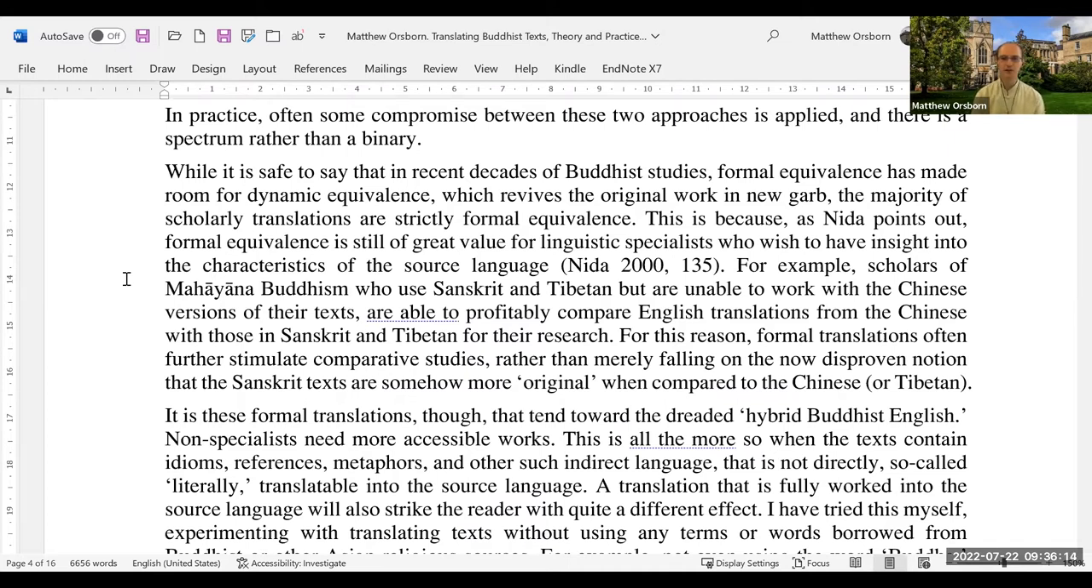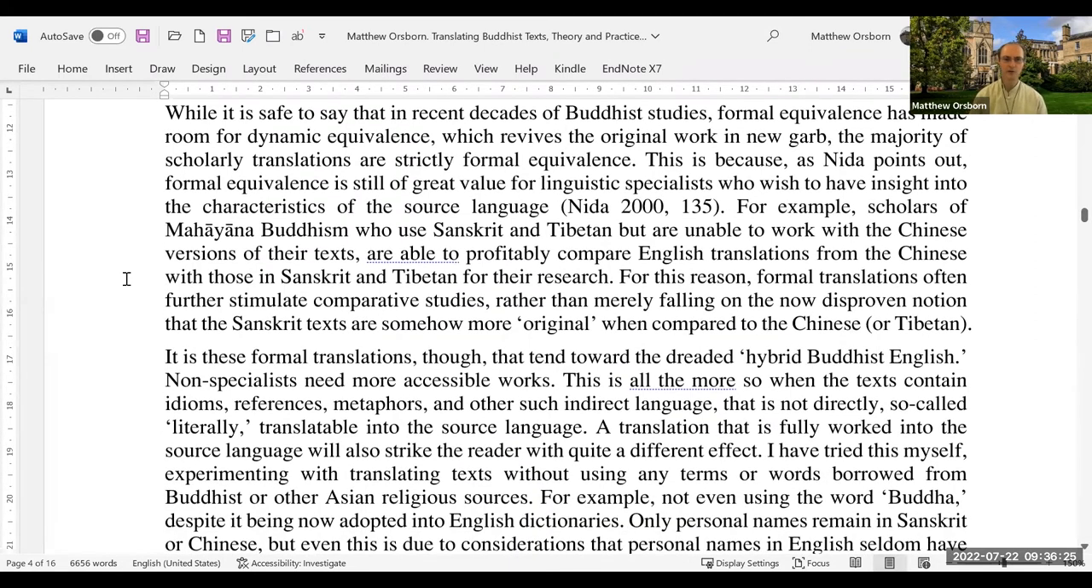Now, this is because, as Nida points out, formal equivalence is still of great value for linguistic specialists who wish to have insight into the characteristics of the source language. So, for example, scholars of Mahayana Buddhism who use Sanskrit and Tibetan but are unable to work with the Chinese versions of their texts are able to profitably compare English translations from the Chinese with parallel texts in Sanskrit and Tibetan for their research. So they want to preserve the formal qualities. For this reason, formal translations often further stimulate comparative studies rather than merely falling into the now disproven notion that Sanskrit texts are somehow more original than the Chinese or the Tibetan.